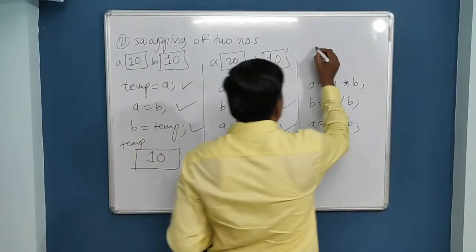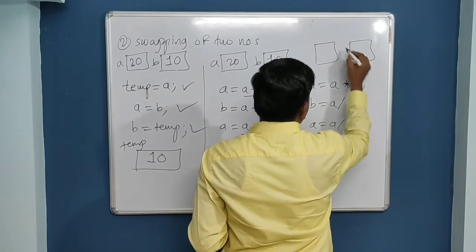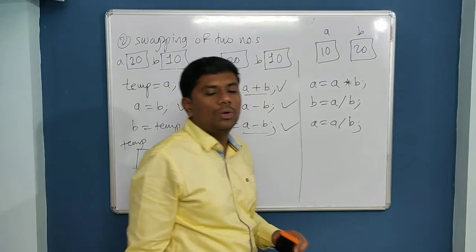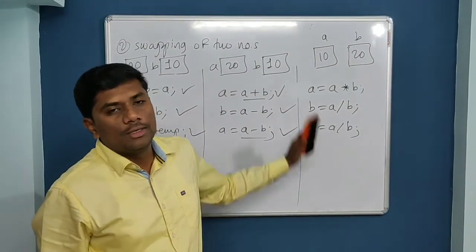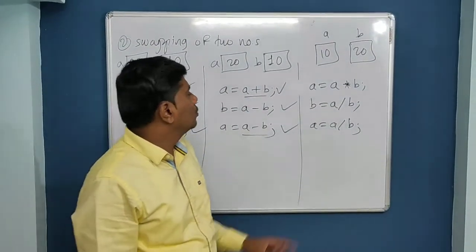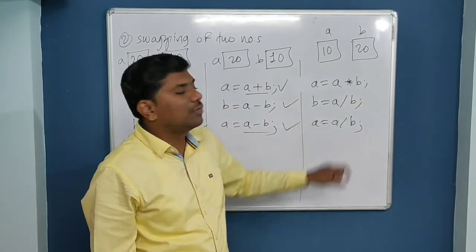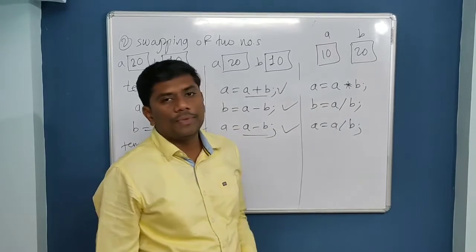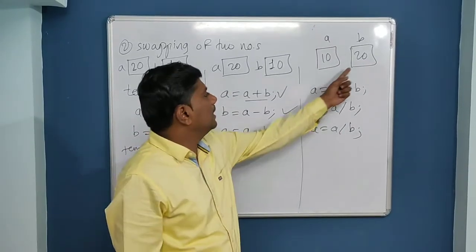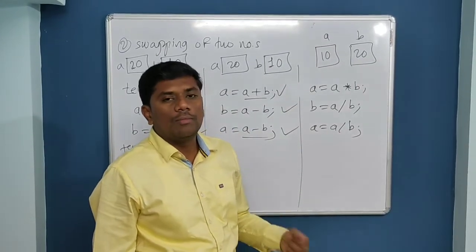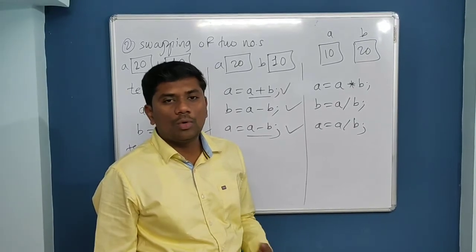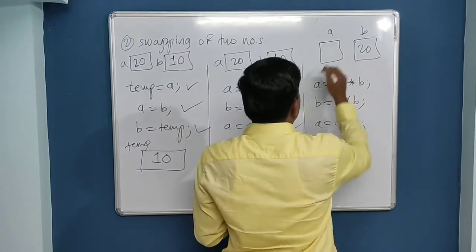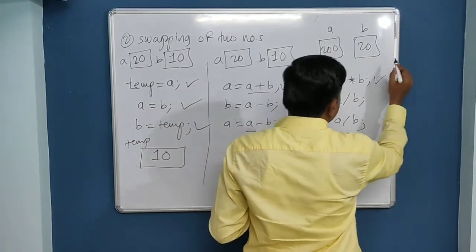Okay, so how to swap these two values? Consider same numbers. You have two numbers 10 and 20. You want to swap these two values without using plus minus. Then this is one more logic. So see, A assignment A into B. So what is the current value of A and B? 10 and 20 respectively. So multiplication of these two, so you will get what? 200. So assign that value to A.